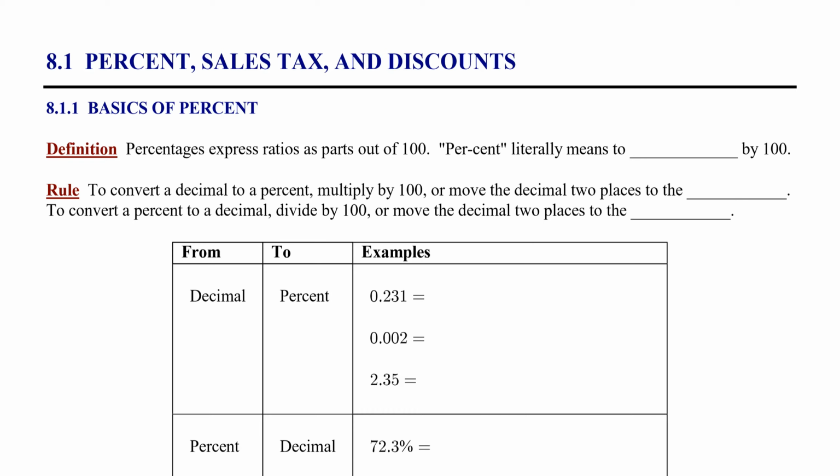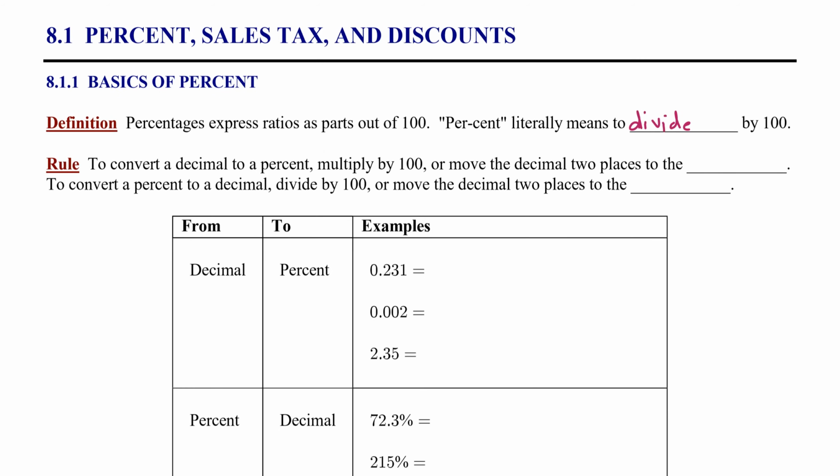Most of this will probably be familiar to you, but again, it's very important that we know all of these basic details. 8.1.1, we're just going to review some basics of percents. Definition: percentages express ratios as parts out of 100. Percent literally means to divide by 100. Per means divide. Cent is related to the word for 100.